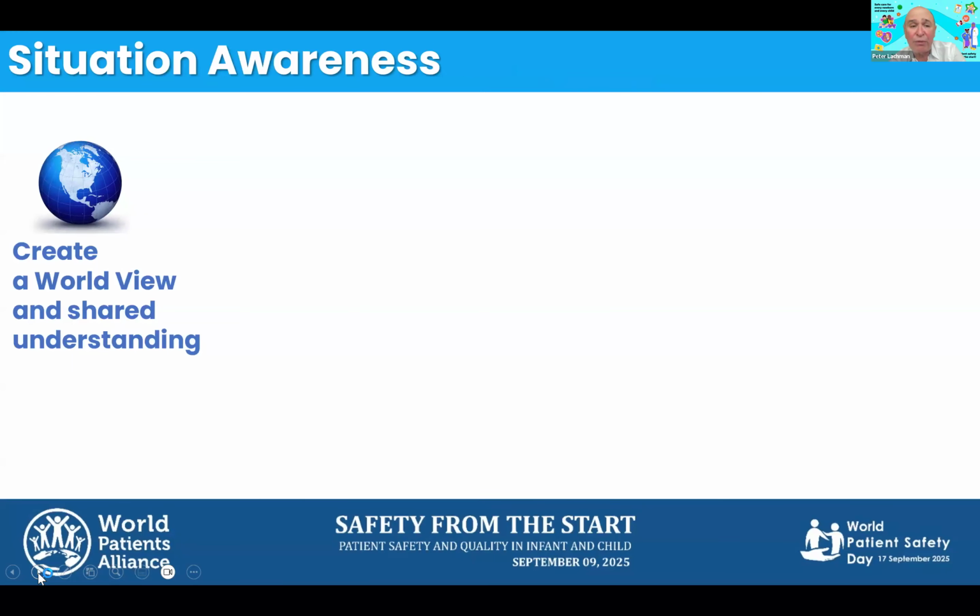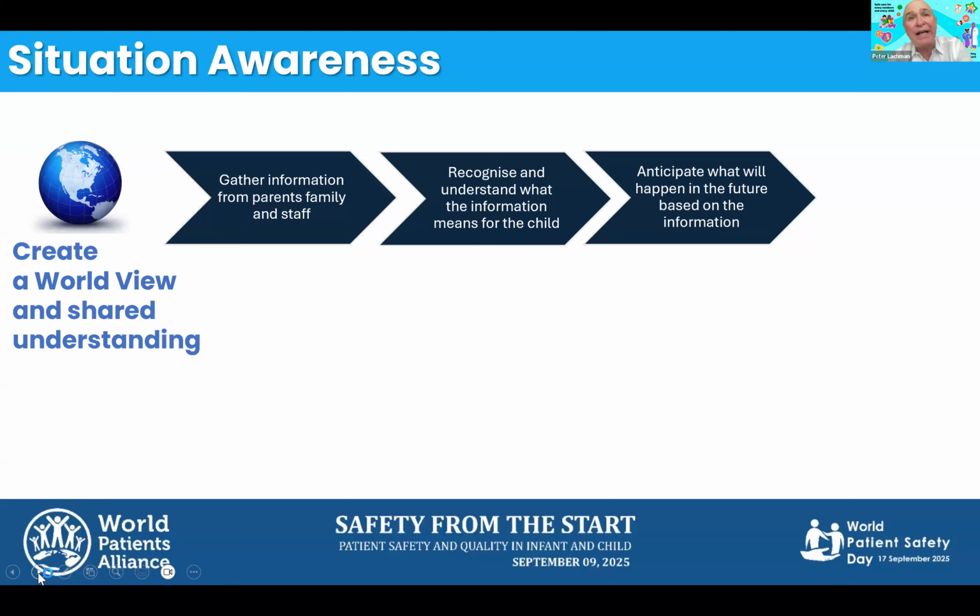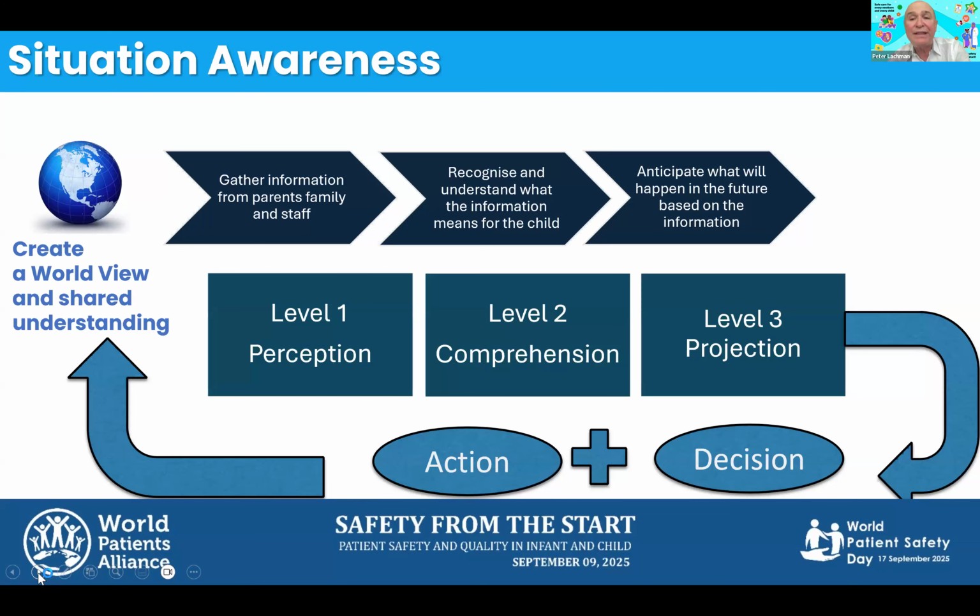So let's look at situational awareness. You can just click here twice, please. Situational awareness is really where we gather information from the parents and families and the staff, and then we try to understand it. Click one more time. And from understanding that information, we anticipate what's going to happen in the future. So it's really moving all the time, 3 times or 4 times a day, depending where you work, in an ICU, in an emergency room, predicting what's going to happen and mitigating. So it's really getting an understanding of what's going to happen and then mitigating to prevent harm. And that's the whole thing.